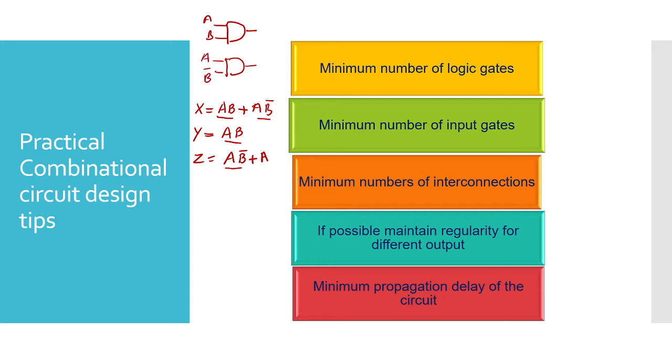So the actual meaning is, if you maintain this type of similarity in the functions, only one circuit is required to be designed, and the output of that circuit can be used to implement the other function. In this way you can maintain minimum hardware. Next thing is, whatever circuit you are designing, you should target the minimum propagation delay. What is propagation delay? It is the time required to propagate the input signal to the output. So we need to keep it as minimum as possible.